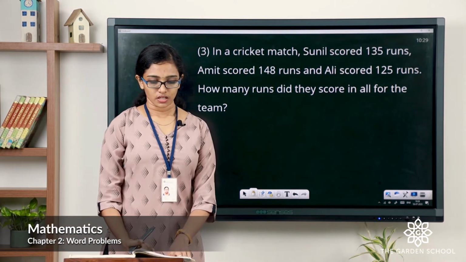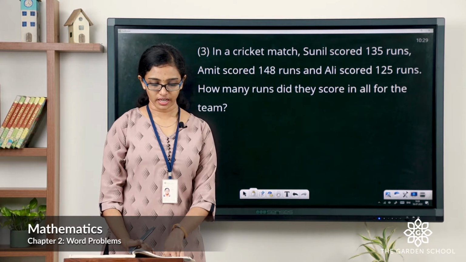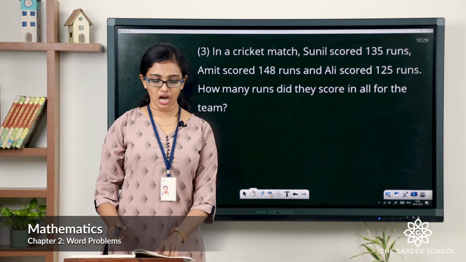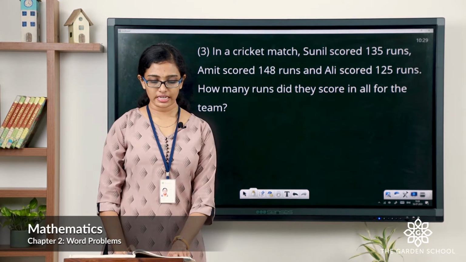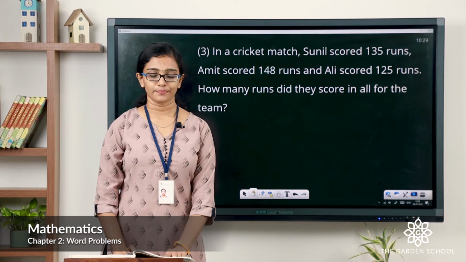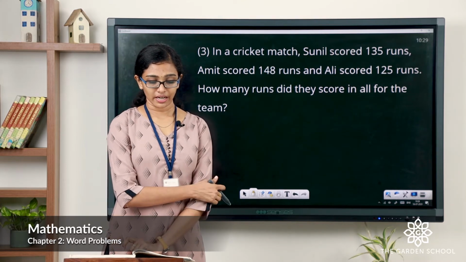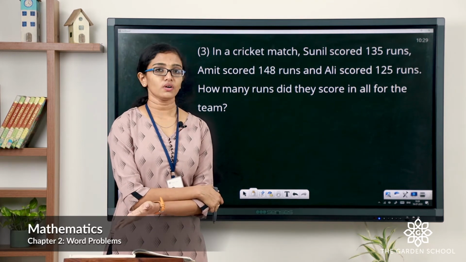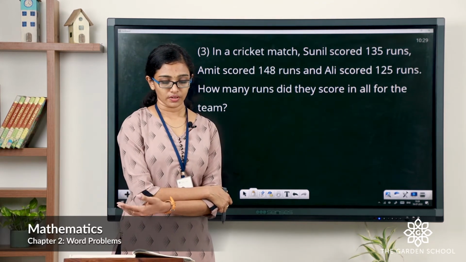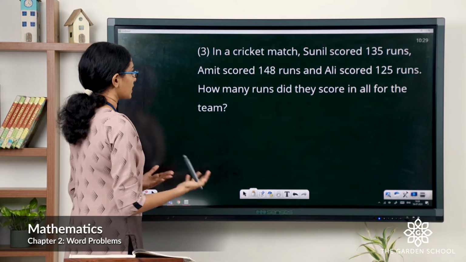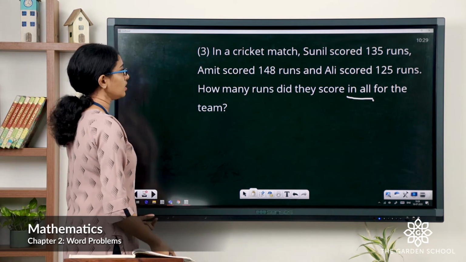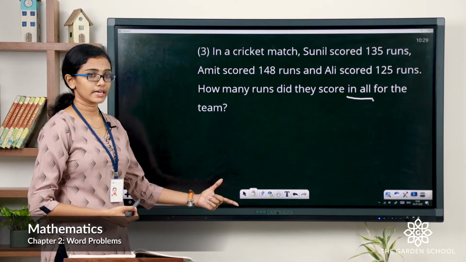Now, let's discuss the next question. In a cricket match, Sunil scored 135 runs, Amit scored 148 runs and Ali scored 125 runs. How many runs did they score in all for the team? So, it's about a cricket match and the runs scored by each of the players. You are asked to find out the number of runs they all scored together in all. Here the keyword is in all.